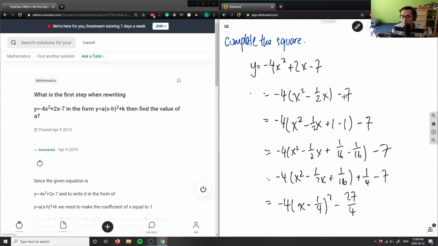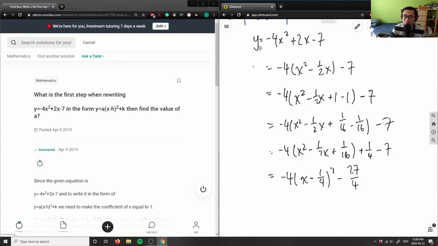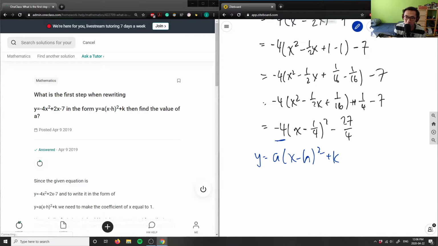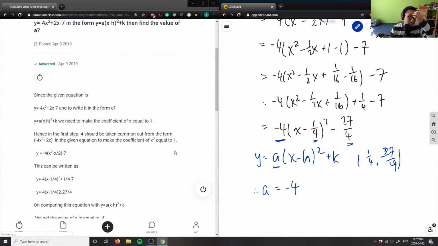So this here is my vertex form, and it follows the form, remember, y equals a times x minus h squared plus k. So therefore a here is negative 4, and that's our value of a. And this here is our vertex form. Remember our vertex here is simply the x value and the y value. So our vertex here is 1/4 and negative 27/4. So this here is our correct solution with negative 4.